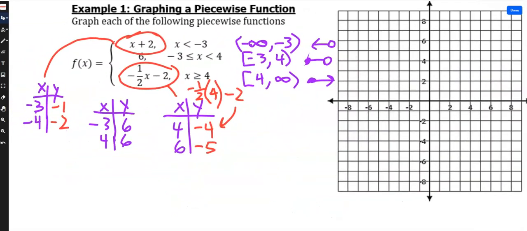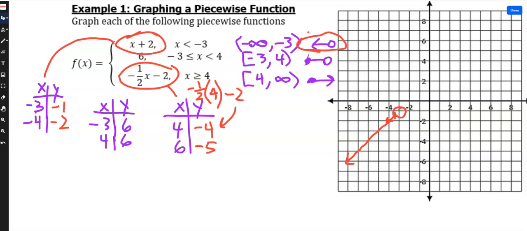Now, how's this going to look when I go to graph it? Well, the negative 3, negative 1, according to this information right here, is going to be an open circle. The negative 4, negative 2 is a closed circle, and so we know that it goes down like this. There we go. So open circle, arrow left.